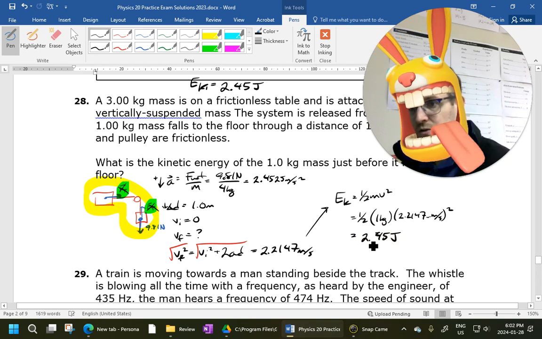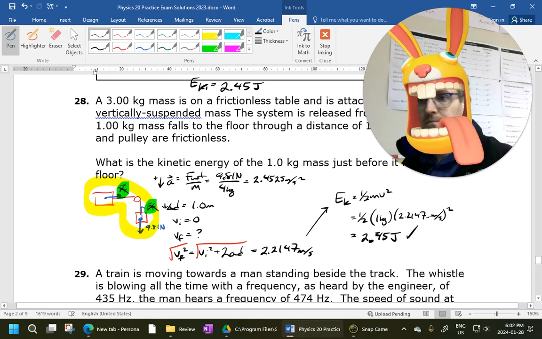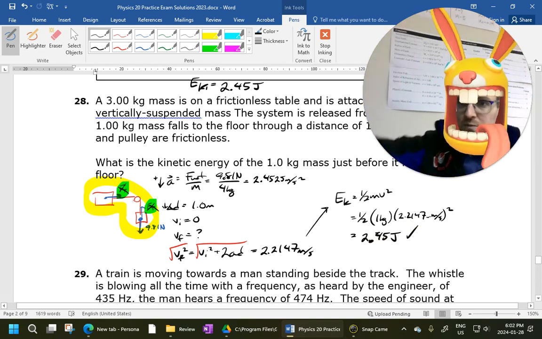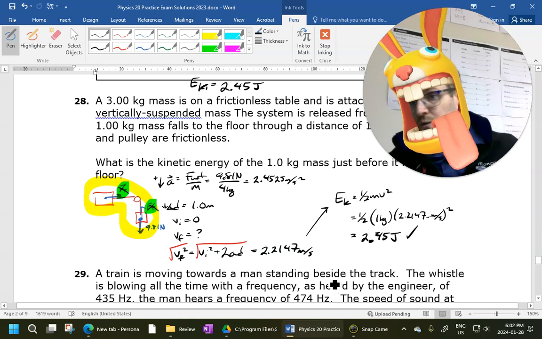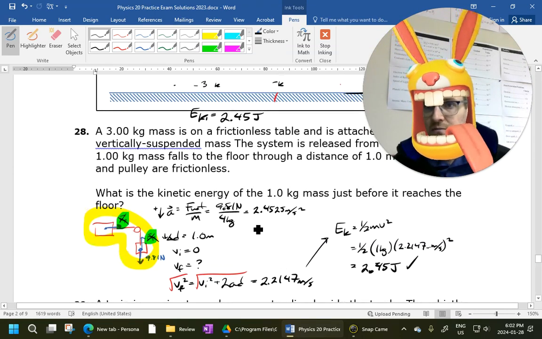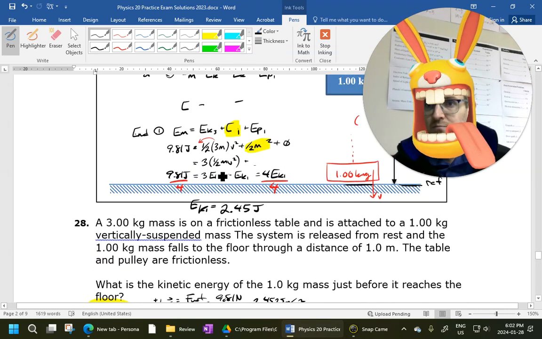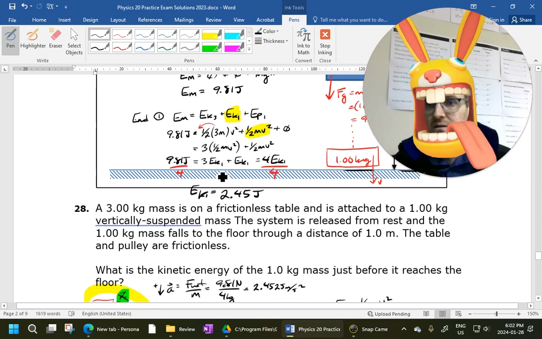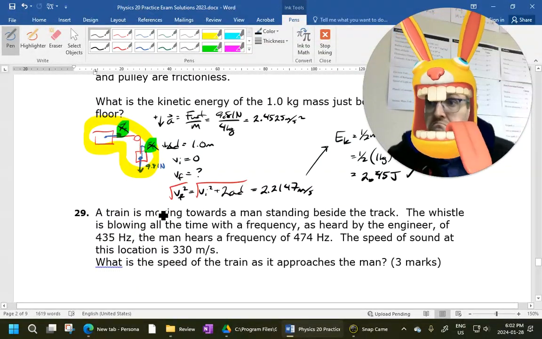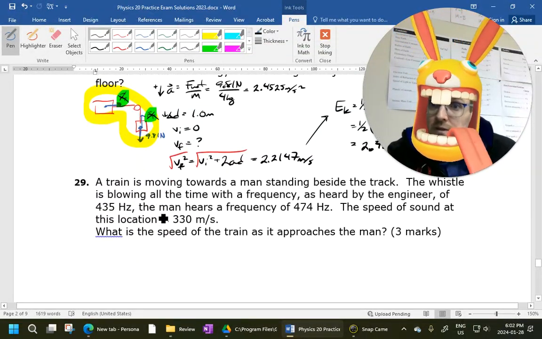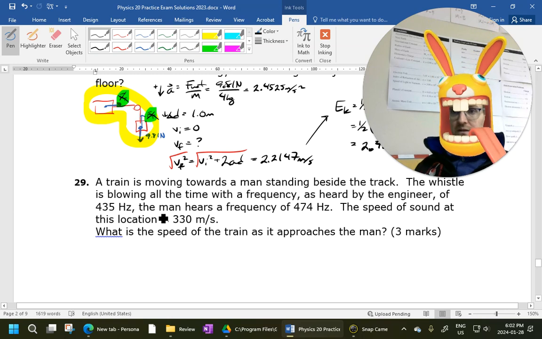2.45 joules. So I confirmed it. Both those ways worked. I don't know which way is the easier way. This way is more logical. This way was just more fun. We're talking about energies. This way we're talking about kinematics. Both ways work. Cool.